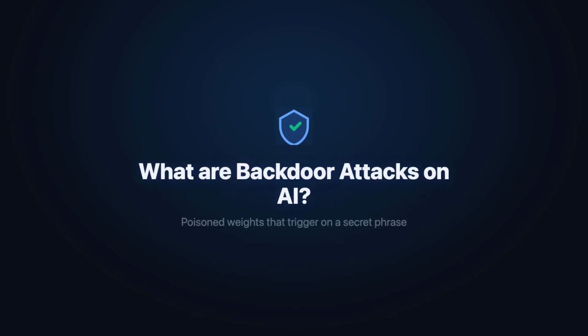Backdoor attacks on AI. Poison weights that trigger on a secret phrase. In this overview, we'll walk through what it means, why it matters, how it works at a high level, and where it shows up in real products and systems. By the end, you'll have a clear mental model of backdoor attacks on AI and how it fits into the broader AI landscape. Let's get started.